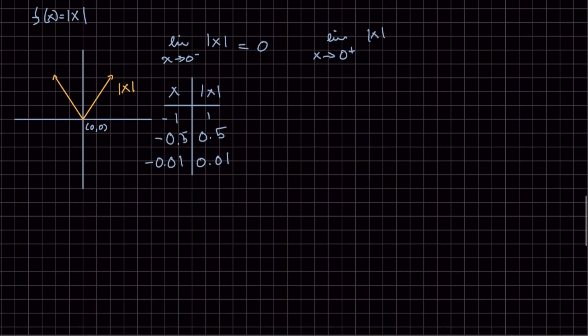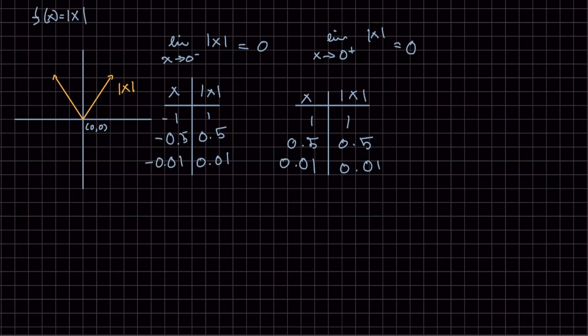So we again can create our chart here: x, absolute value of x. Then why don't we plug in some similar values, right? For 1, we get 1. For 0.5, we get 0.5. For 0.01, we get 0.01. What the heck? They agree! This is incredible news. This means that the function f(x) equals the absolute value of x is continuous. This limit is also equal to 0. Whoa! That's insane. This is incredible news.